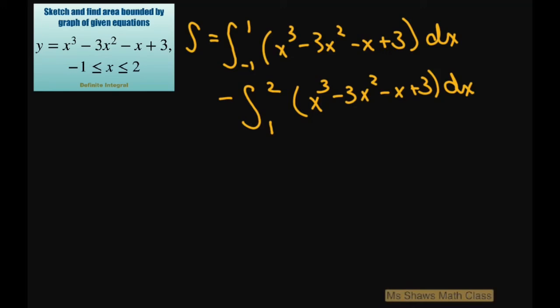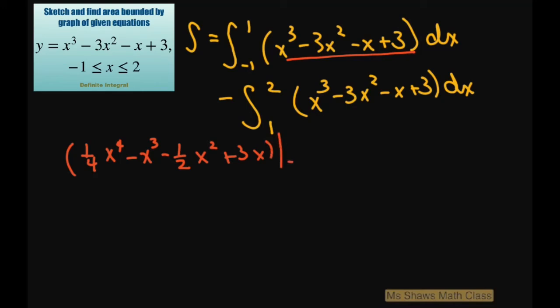All right, so when you integrate this, we're going to get 1/4 x to the power of 4 minus x cubed minus 1/2 x squared plus 3x, and then we're evaluating this from -1 to 1. Then you write minus and basically copy the same thing down because it's the same: x cubed minus 1/2 x squared plus 3x, and we're evaluating it from 1 to 2.